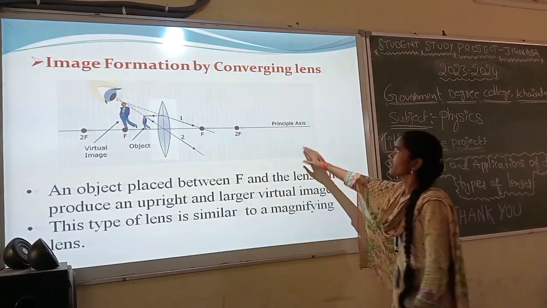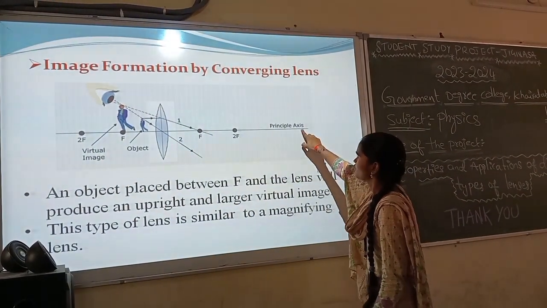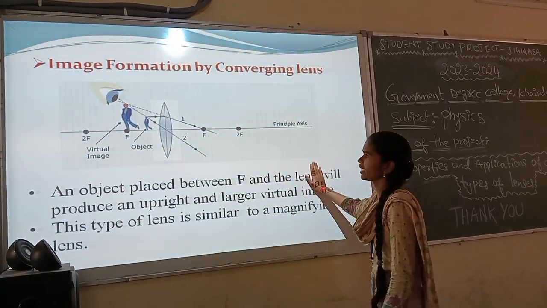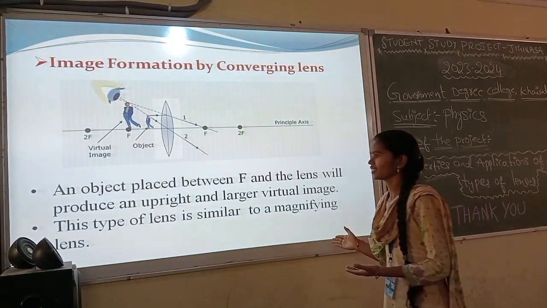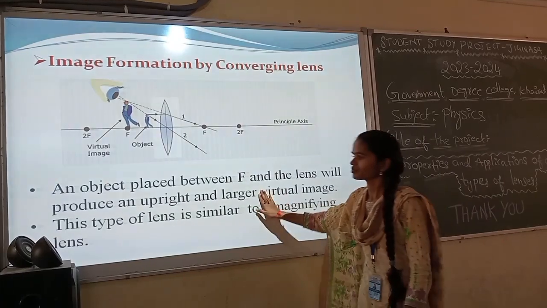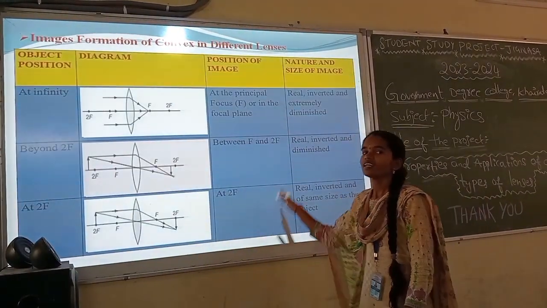Here, image formation by a converging lens, which is a virtual image. The dry line is known as the principal axis. F and 2F are known as the principal foci. Here, an object is placed between the first focus and the optical center. The image is formed upright and larger, a virtual image. This type of lens is similar to a magnifying lens.